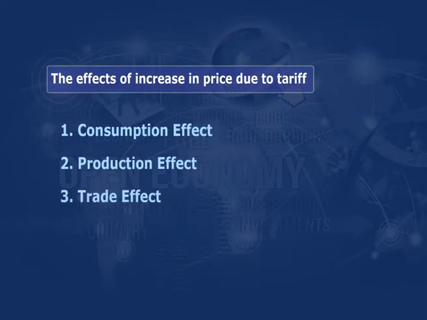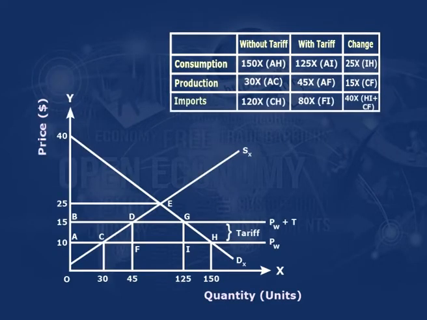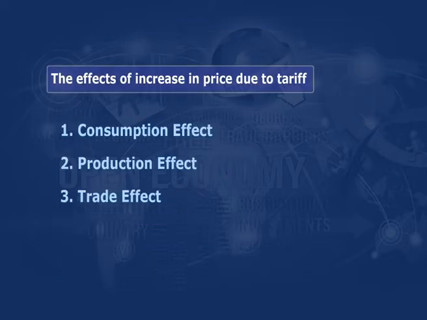Trade effect. An imposition of a tariff causes imports to fall from 120x to 80x. It means that imports have fallen by 40x, that is HI plus CF, which are equal to increase in domestic production by 15x, that is CF, and decreases in domestic consumption by 25x, that is HI. This is known as trade effect.